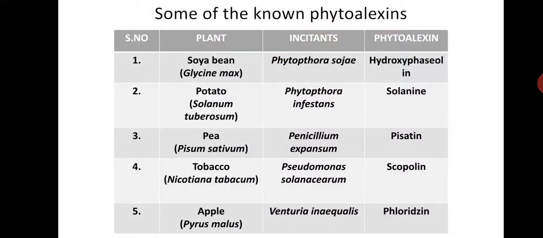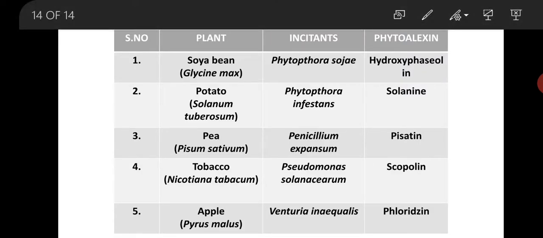Okay, so these are some of the names of the phytoalexins. Whenever you are answering these kinds of questions, you should remember certain names secreted by the plants. For example, soybean has the phytoalexin hydroxyphaseollin, then solanin by potato, then pisatin by pea. So you need to remember the names of these phytoalexins and which kind of plant secretes them. Alright, with this I move on to the end of this part. In the next slide of today's class, I will be discussing the role of microbes in agri waste management. Thank you.